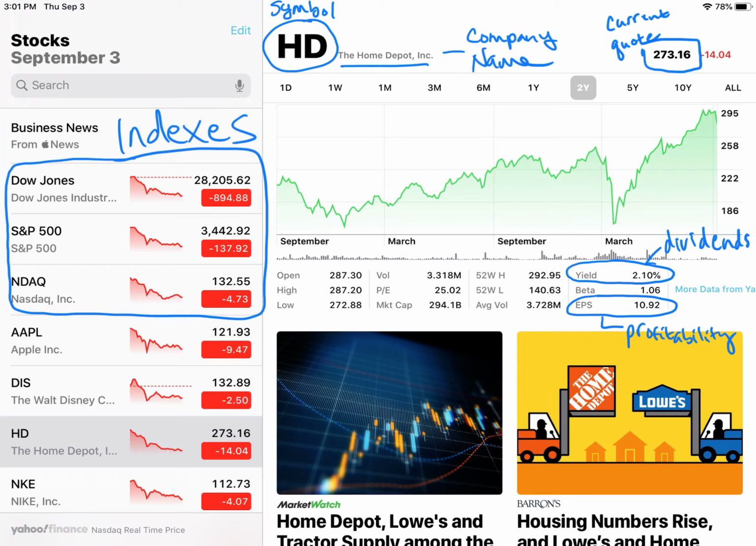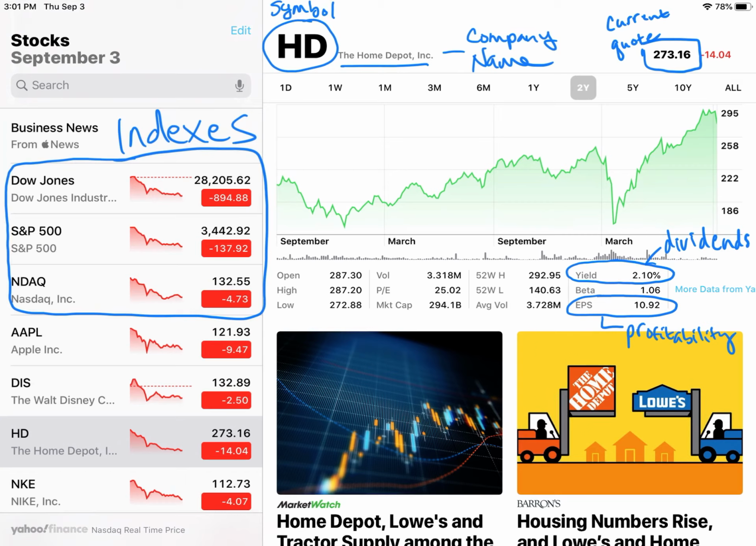You are not supposed to be using those in your project. They are just a benchmark, something to look at to get an overall view of how the stock market is doing overall. The symbol, like I said, HD is the symbol for Home Depot. I underlined the company name. That's where you would find the company name.